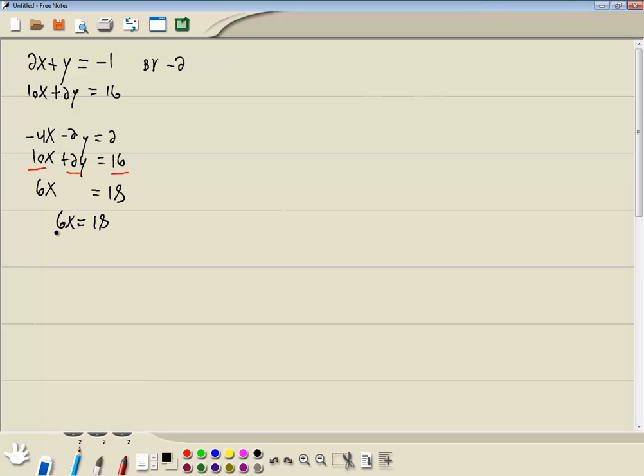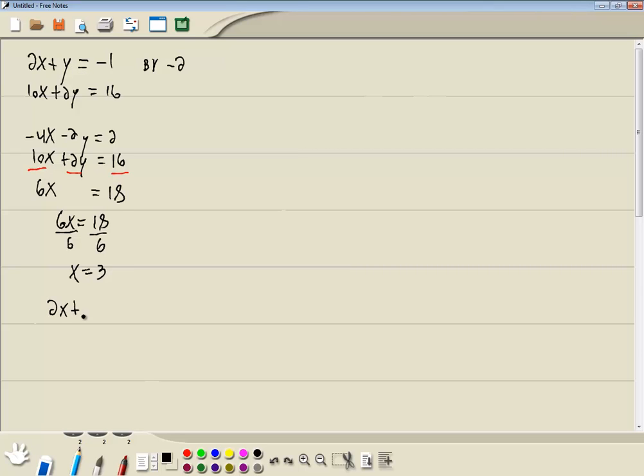So now we're going to divide both sides by 6 to get the x by itself. So we end up with x equals 3. Now we want to plug that back into one of our equations and find out what y is equal to. And it doesn't matter which one. I'll pick whichever one looks easiest. The first one looks a little the easiest.